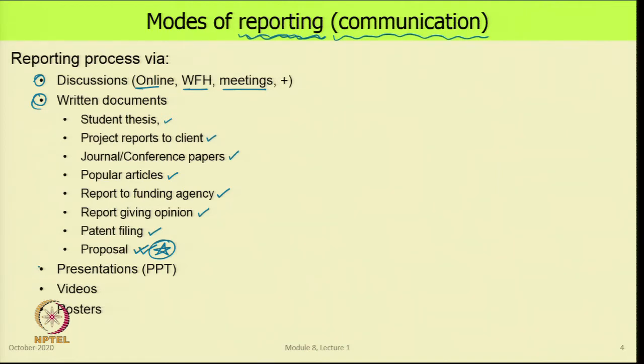Besides written documents, we have the next most frequent mode, which is a presentation, which these days goes through some sort of a PowerPoint presentation. Now, this could be a standalone PPT type of a thing, or it could be a mixture of video, or just a PDF file that we are putting out and supplementing it with data, voice, video, everything.